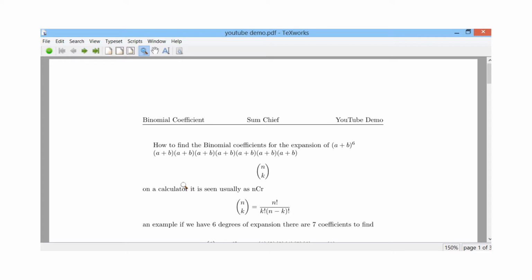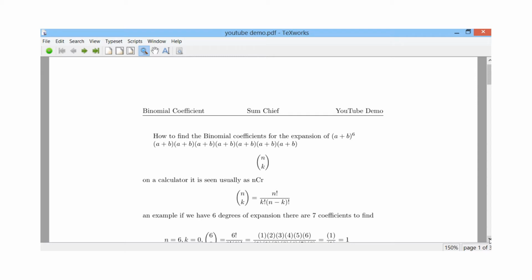On a calculator, it's seen as nCr, which is n choose r. You'll find that on most scientific calculators, so have a look for that.